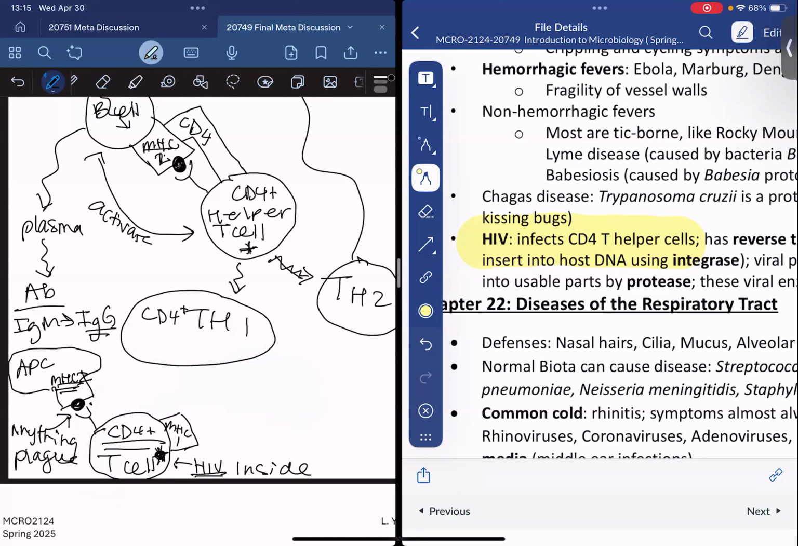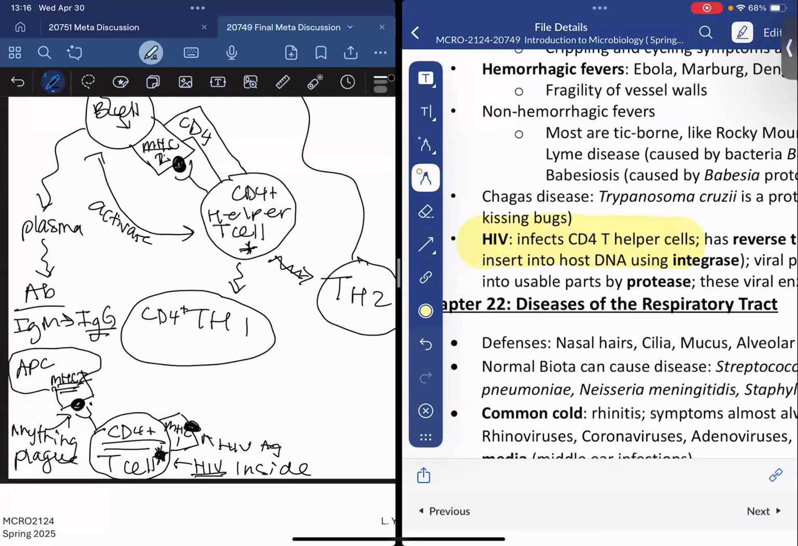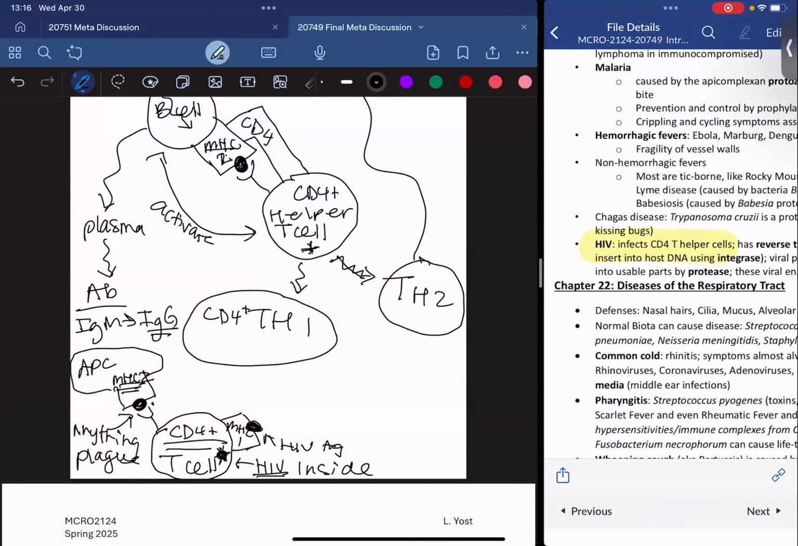It is, and it will. It'll call for help on MHC1. It's a nucleated cell. It's infected. It will present the HIV antigen on MHC1. Here we go. So here's the HIV antigen.